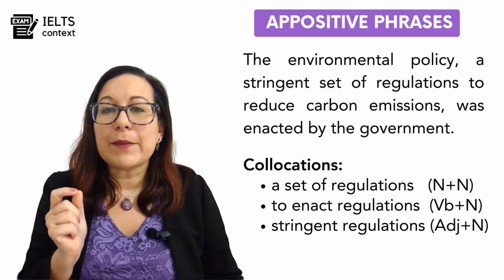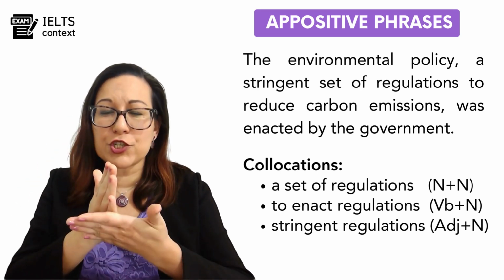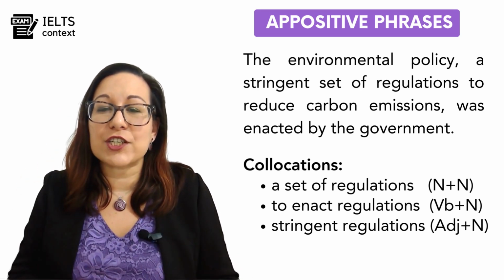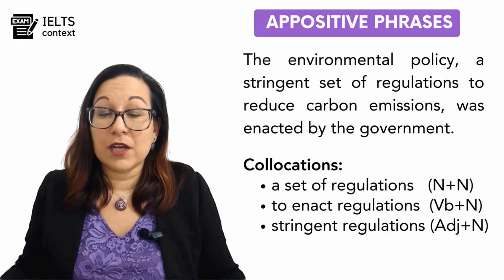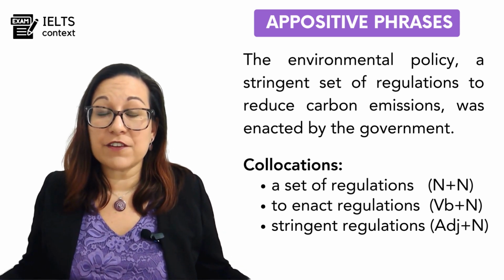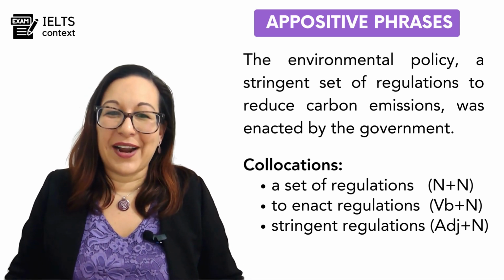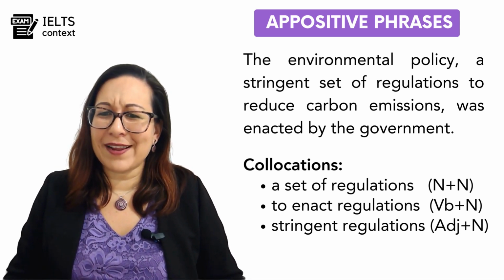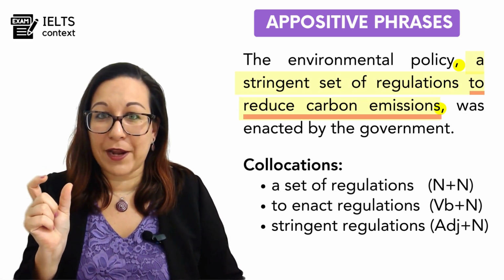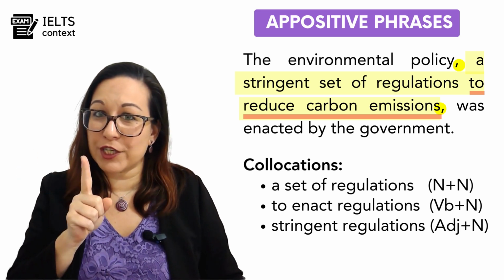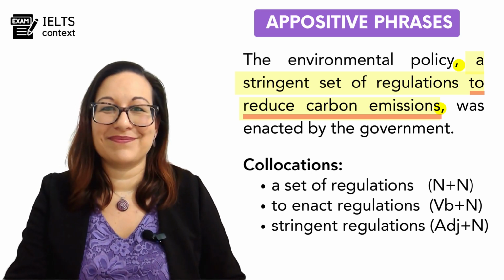And then we're describing these regulations by saying that they are very stringent. So that's a really nice adjective collocation to use, stringent regulations. So even before we've looked at the appositive phrase, I'm really happy with the collocations. All right, so that appositive phrase is also nice because it includes an infinitive phrase. Remember, we're not conjugating the verb, but it's in there. To reduce. Beautiful.